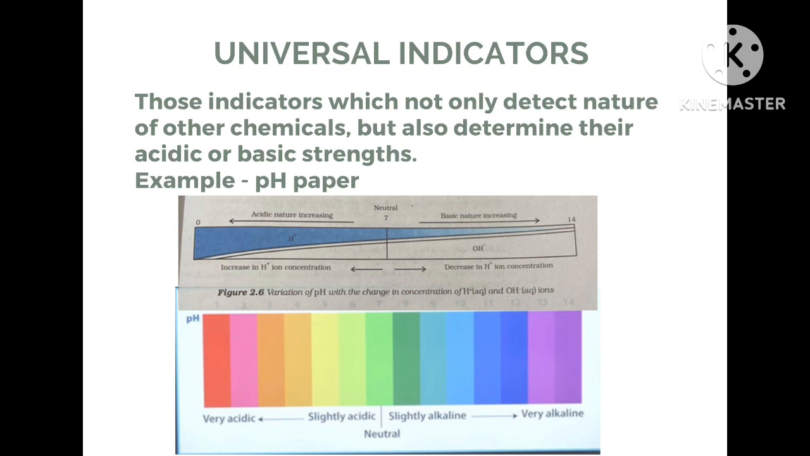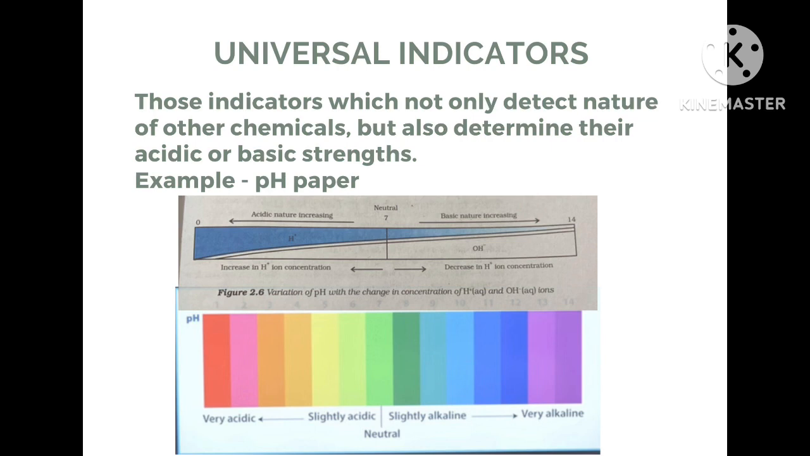For solving this problem, we use universal indicators. Universal indicators are a mixture of several indicators. They show different colors at different concentration of hydrogen ions in a solution. These indicators not only detect the nature of other chemicals but also determine their acidic or basic strength. A scale for measuring hydrogen ion concentration in a solution has been developed and it is called the pH scale, as shown on the screen.